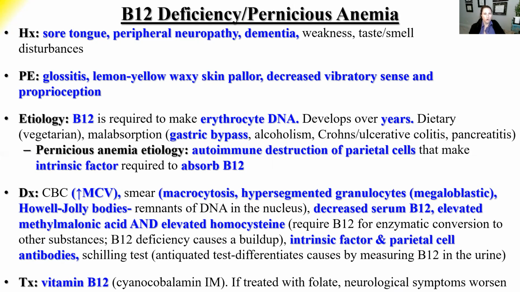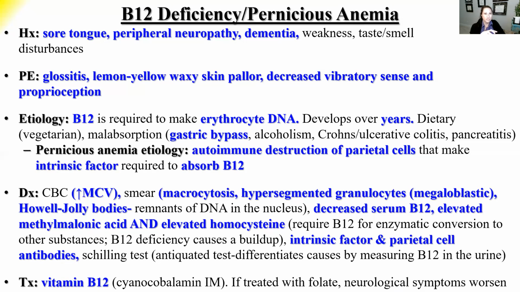Vitamin B12 is required to make the erythrocyte DNA. This will develop over years. This one takes a lot longer to develop than your folate deficiency. Things that we know can cause this: dietary causes, things like vegetarians need to usually supplement B12. Somebody who has a malabsorption syndrome, they had a gastric bypass, or they're an alcoholic, or they have inflammatory bowel disease like Crohn's or ulcerative colitis, or pancreatitis, they're not absorbing that vitamin B12 as well.